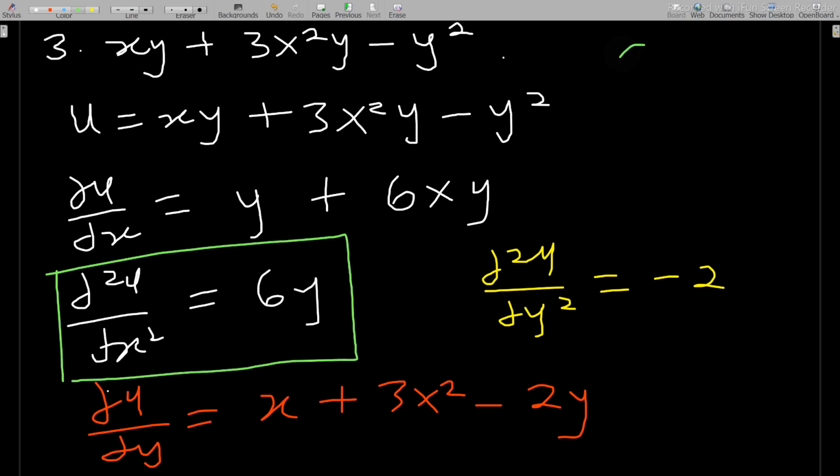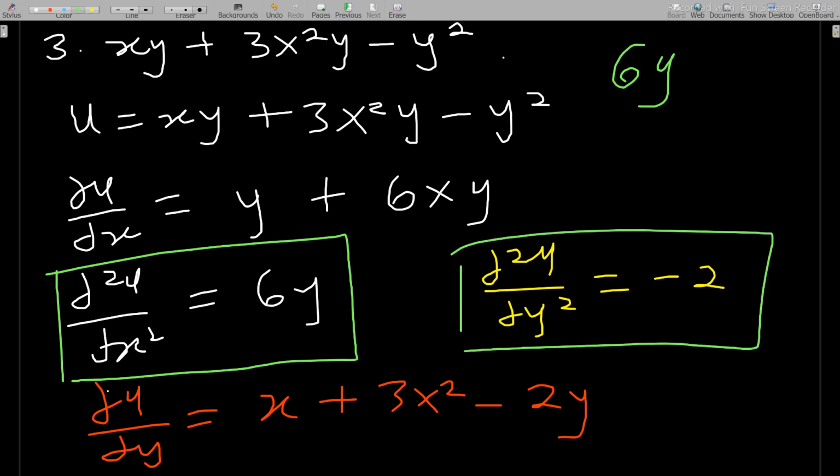Now you can see clearly here that after the second partial derivative of u, the summation of 6y, which is del squared u del x squared, and the second one, which is del squared u del y squared, would never be equal to 0, since we still have some y in it. Okay, this is not equal to 0. Hence it means that this function here is not harmonic. So once it's not harmonic, we are done.